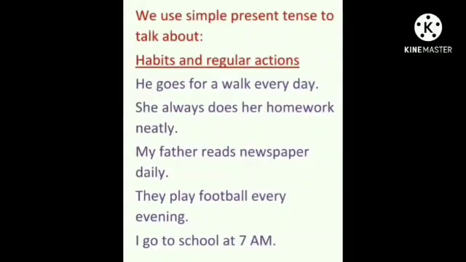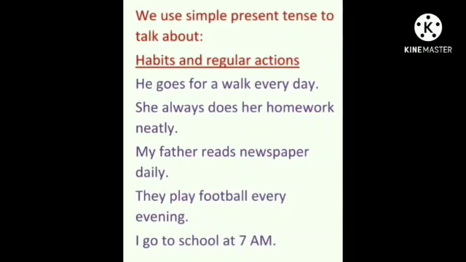Now, we are going to learn the uses of simple present tense. We use simple present tense to talk about habits, regular actions, and general truths or facts. We use simple present tense to talk about habits and regular actions.